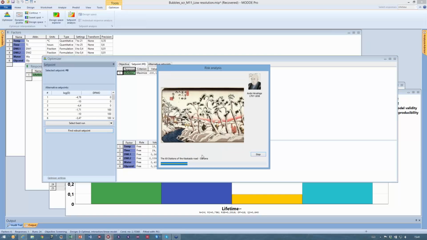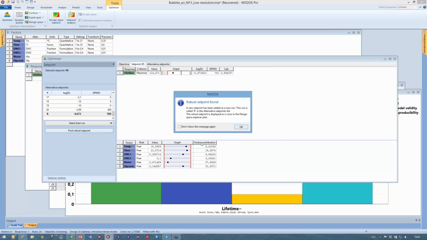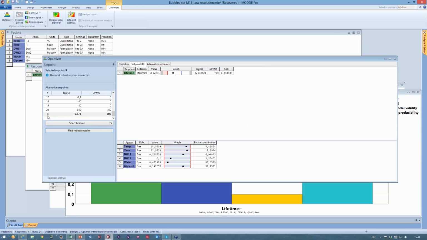So the robust set point is something that will have some margin to the factor borders, and if a robust set point is found, it will be added to the list of eligible set points using the notation R. So we can see here the combination of the different factors when we are using this robust set point search, and the DPM of 700 indicates a very low risk of failing to comply with the specification of exceeding a lifetime of 60 seconds. Only in 700 predictions out of 1 million do we have a violation of the specification.